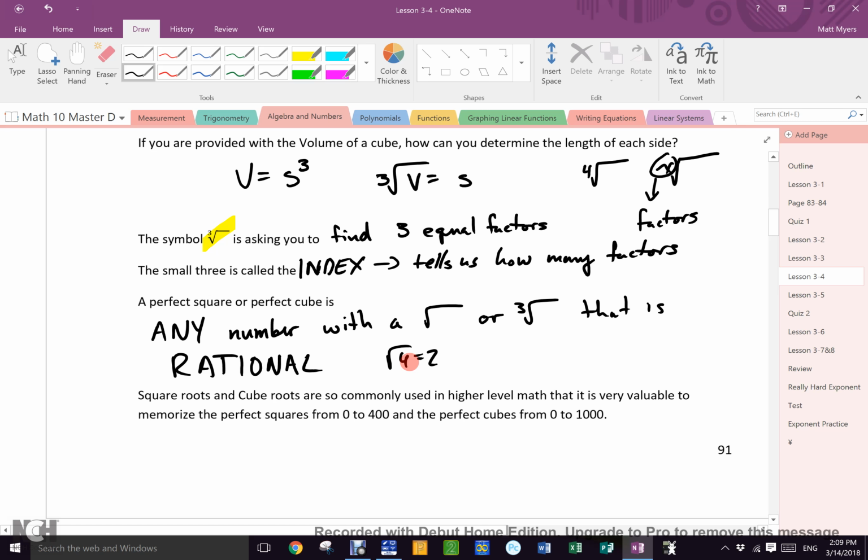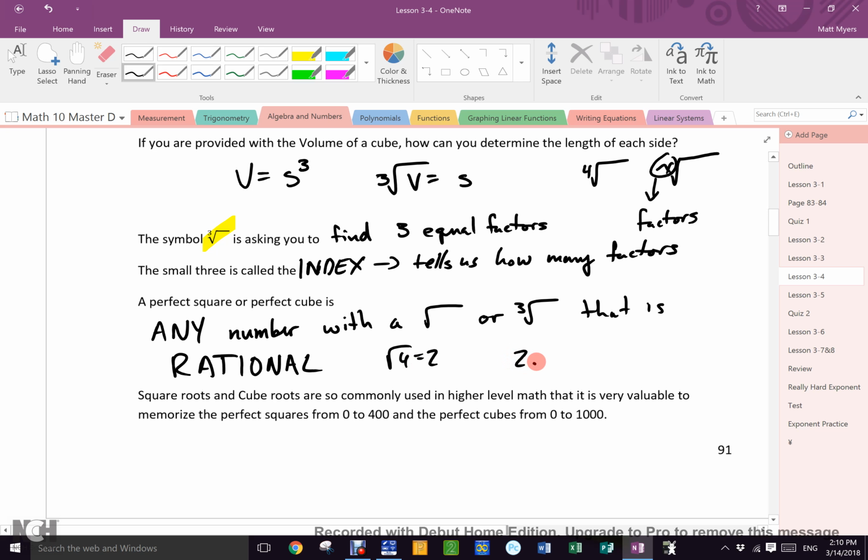What's the square root of 9? 3. So is 9 a perfect square? Excellent. What's the cube root of 8? You do know. 2, because 2 times 2 times 2 is 8. So is 8 a perfect cube? Is 8 a perfect square? No. Everybody with me? Everybody good?